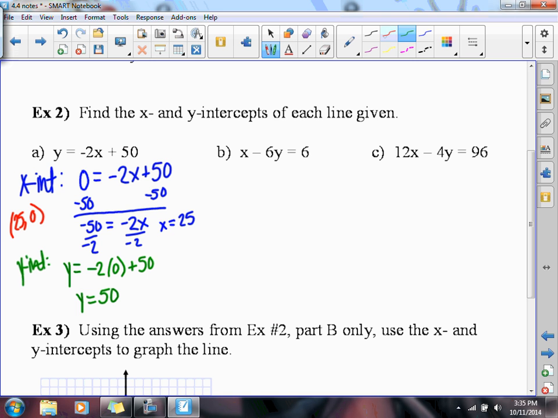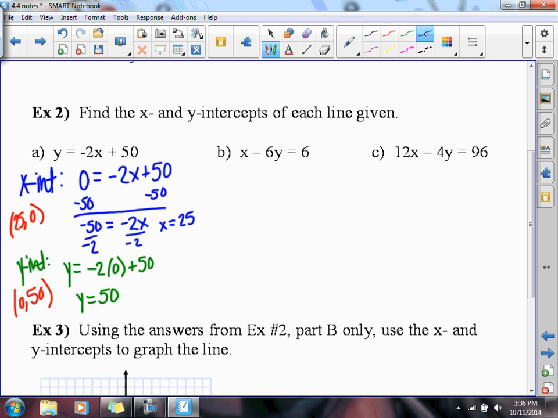But again, I'm not going to write it like that for my answer. I'm going to write my answer as the y-intercept, 0, 50. So I want to write those ordered pairs for my x-intercept and my y-intercept.